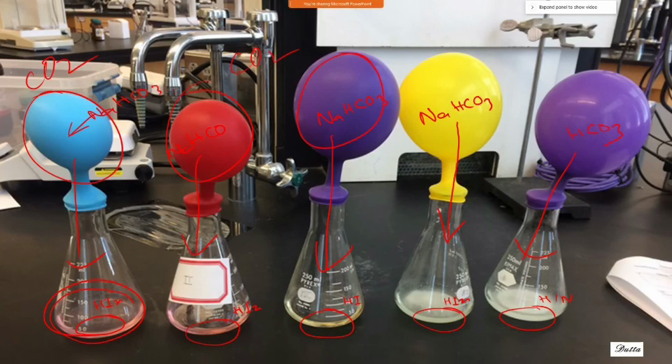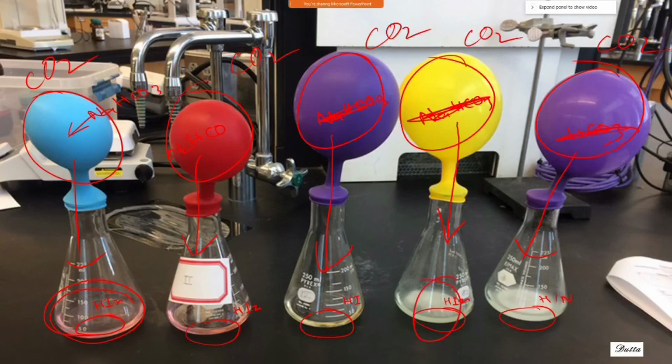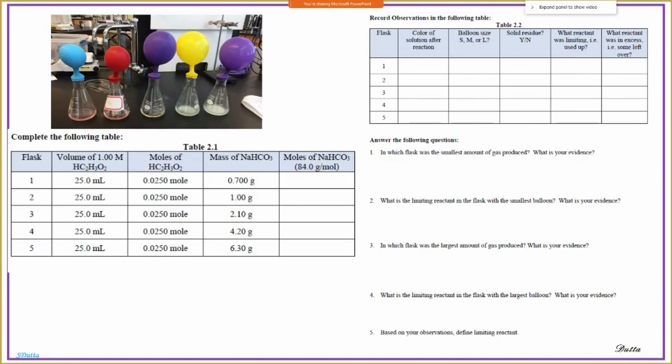we got from each one. Okay, we don't have any sodium bicarbonate anymore because it went into the flask. So no sodium, only the carbon dioxide. You see the balloons are different sizes here because of the different amounts of carbon dioxide. Okay, so you need to answer the question here. That is your goal today.